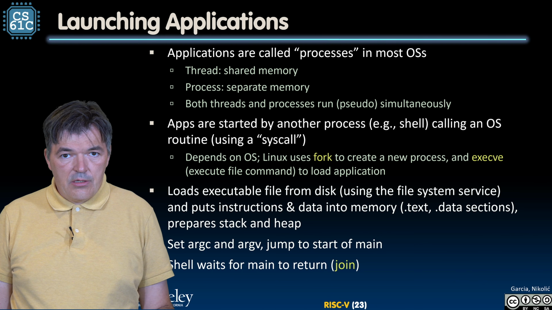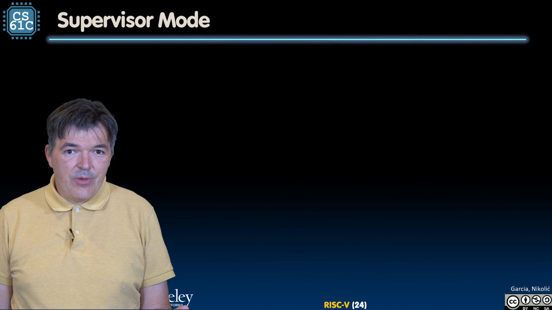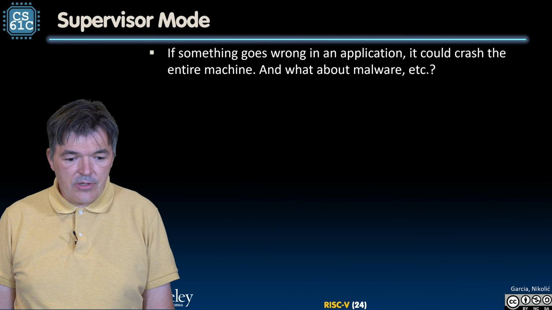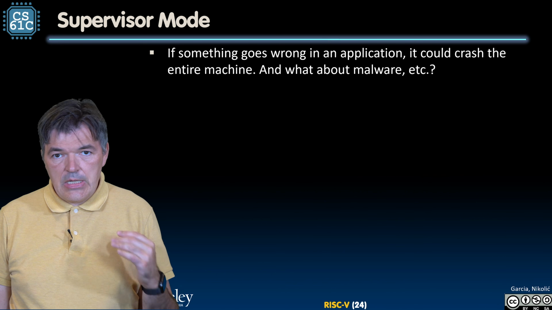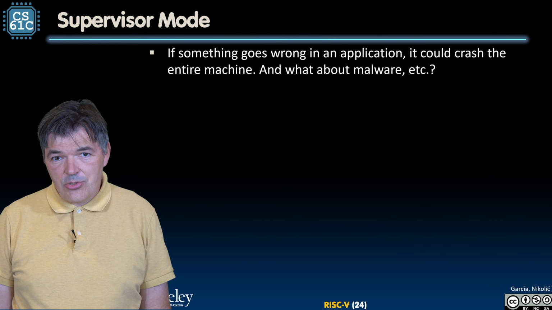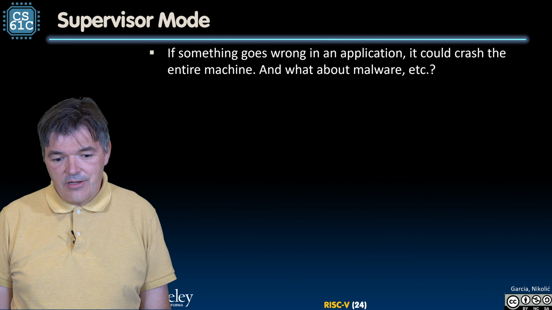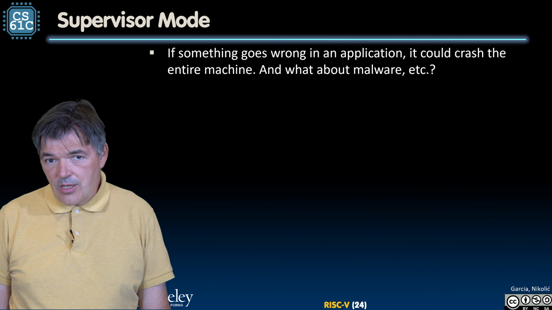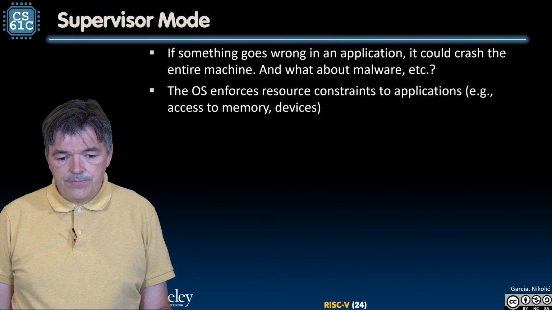Another important thing here is that there are many processes running simultaneously, and it's really important to manage them. We need to make sure that they don't run on top of each other. That's why we have a supervisor mode. If something goes wrong with the application, we really don't want it to crash the entire machine and start scribbling over the disk. It would not be good. It's terrible. We also have to have ways to stop malware from doing the same things to us.